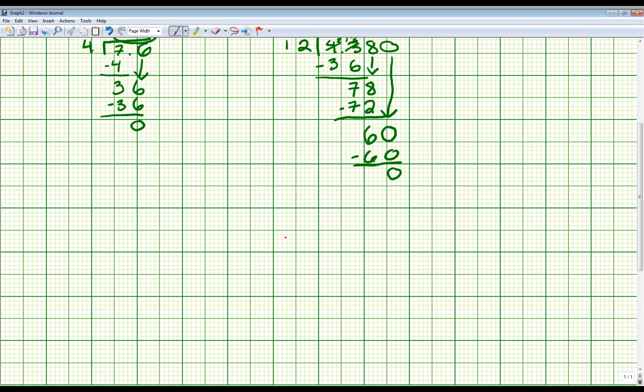Go ahead and glance at page 95, there's a new key idea there. It's all about dividing decimals by decimals. It says, and if you look at the example, multiply the divisor and the dividend by a power of 10 to make the divisor a whole number.